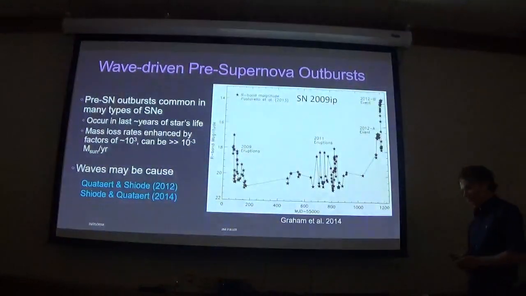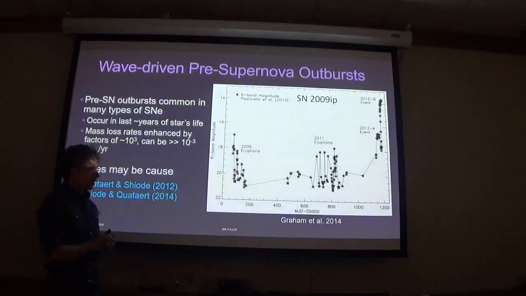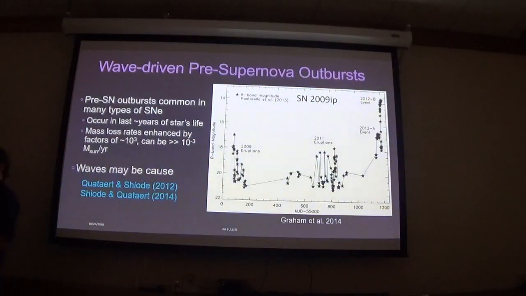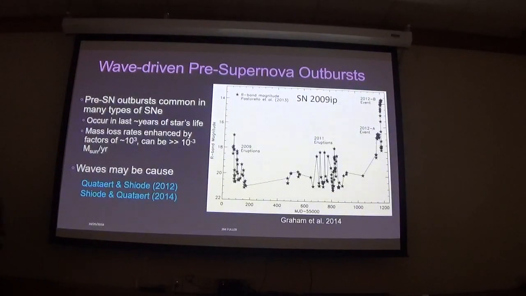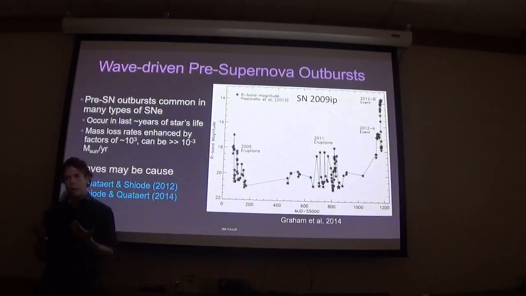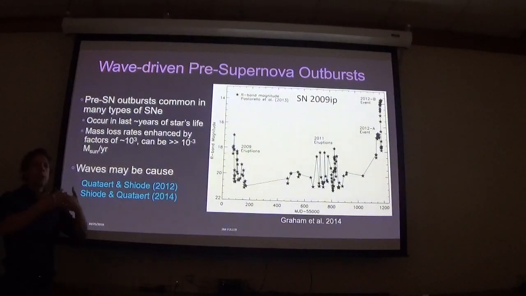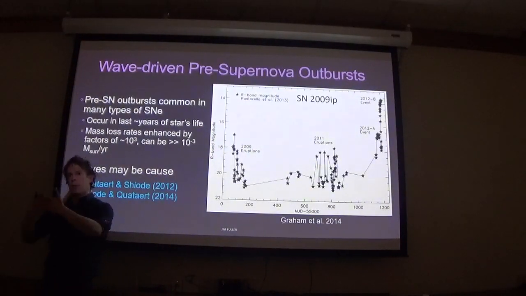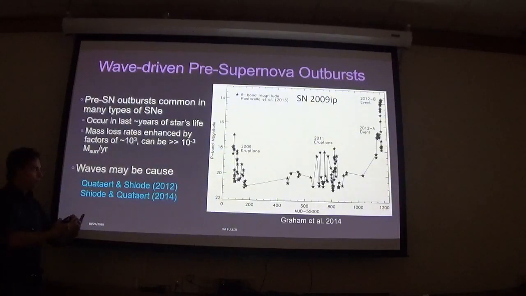Okay, so last subject of the day, outbursts from massive stars. This is some work I've done over the last couple of years, which is motivated by the fact that in a lot of supernovae, we appear to be seeing evidence for some sort of outbursts or enhanced mass loss in the final years or decades of the star's life. A lot of that evidence comes from early observations. If you catch a supernova early, you can see signs of interaction of the supernova ejecta with circumstellar material that's very close to the photosphere of the progenitor star.